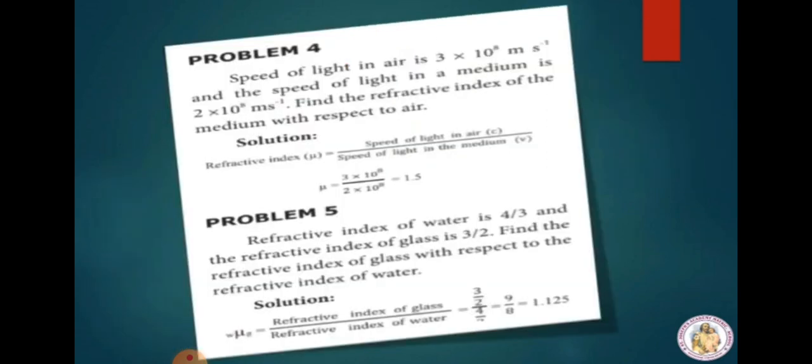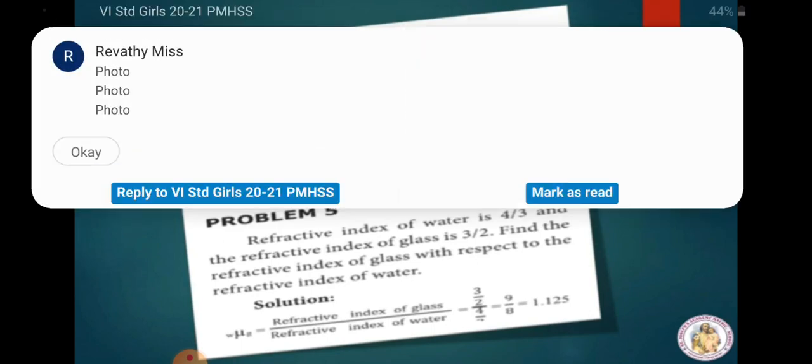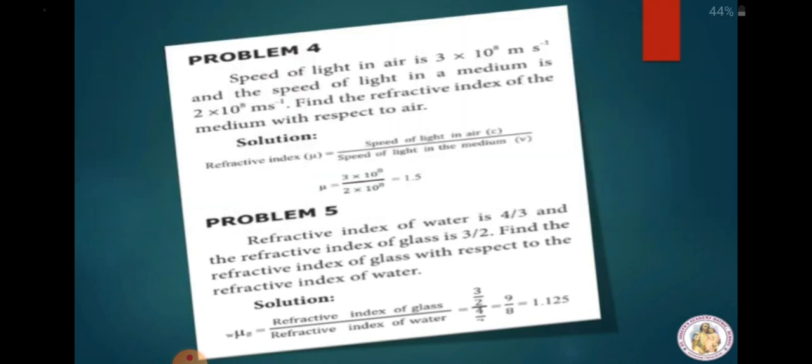Let's see some problems related to refractive index. The first one: speed of light in air is 3 into 10 to the power of 8 meter per second and the speed of light in a medium is 2 into 10 to the power of 8 meter per second. Find the refractive index of the medium with respect to the air. So what's the solution? What's the formula for the refractive index? It is speed of light in air divided by speed of light in the medium. So mu is equal to C by V. So 3 into 10 to the power of 8 by 2 into 10 to the power of 8. So what will we get? 1.5.